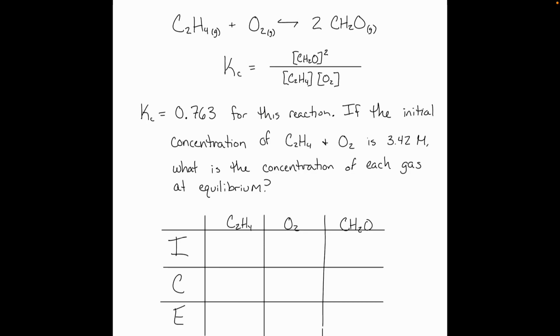All right, what's the initial value for that C2H4? One more time, what's the initial concentration of C2H4 for my problem? 3.42. All right, that's the initial concentration. This is the value of that equilibrium constant, but the initial concentration is 3.42.